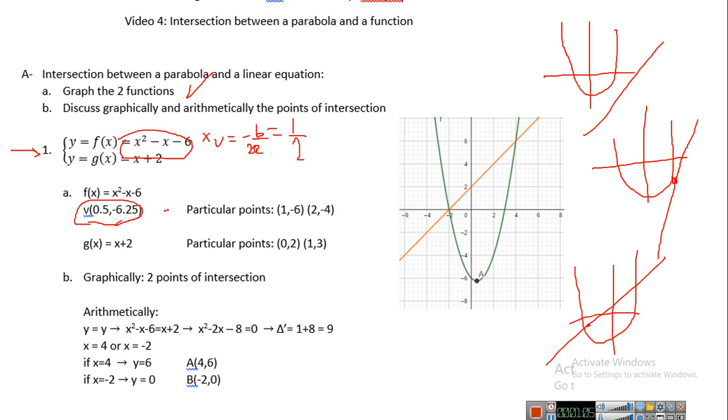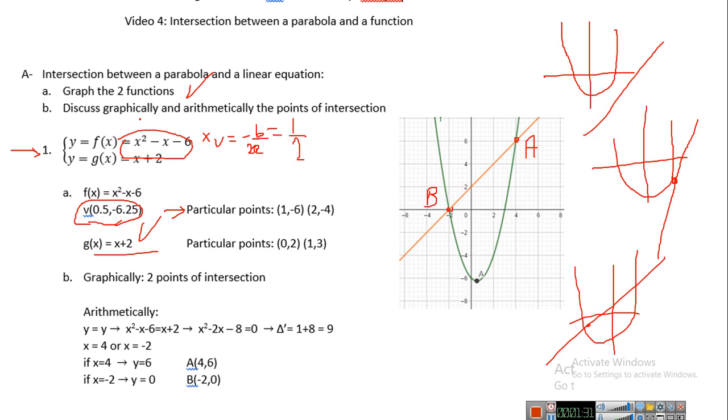Two particular points, you all know about it. If x is 0, y is minus 6. If x is 2, 4 minus 8 is minus 4. So we have the green one in the graph. For the line, you need to take two particular points: 0 gives 2 and 1 gives 3. So as you can see graphically, I have 2 points of intersection. Suppose this is point A and point B. Now we need to find the coordinates of these points.